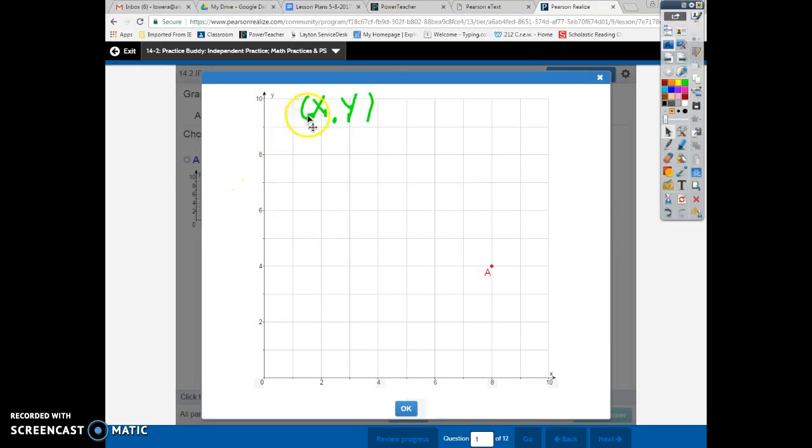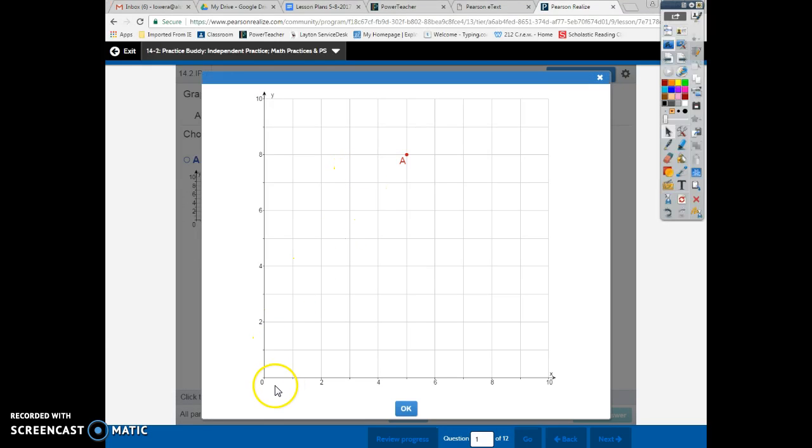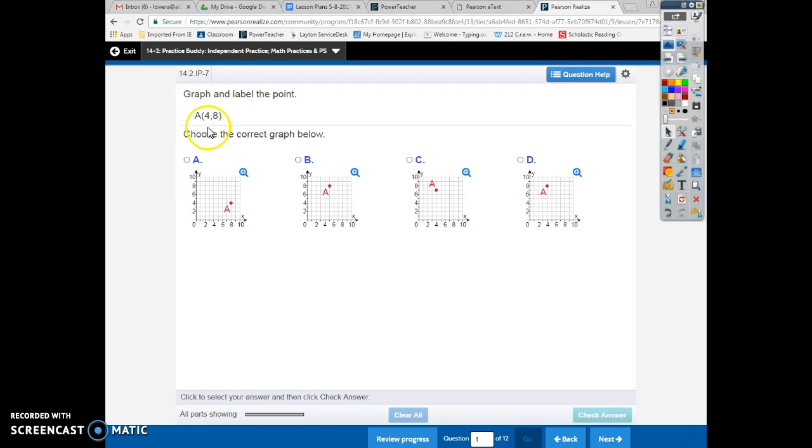Remember, you guys, you can make these bigger. It'll be nice and easy for you to see then. So this is going to be 8 on my x and 4 on my y. So that's not it. It's not A. Let's go ahead and take a look at B. And B says 5 on my x. So I know that's not it, because I don't want 5 on the x. I want 4. So let's go to graph C.